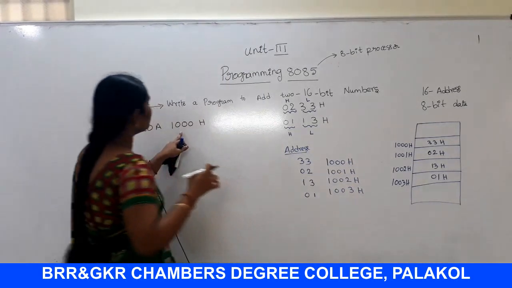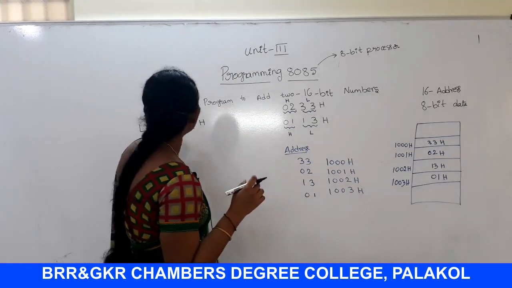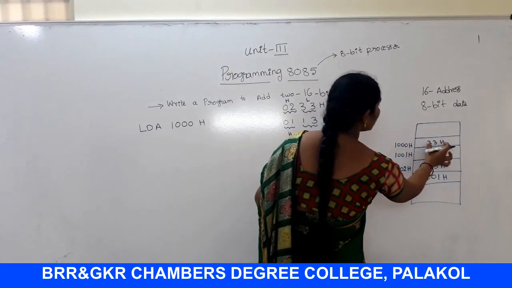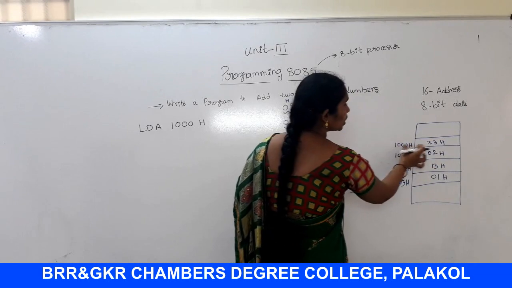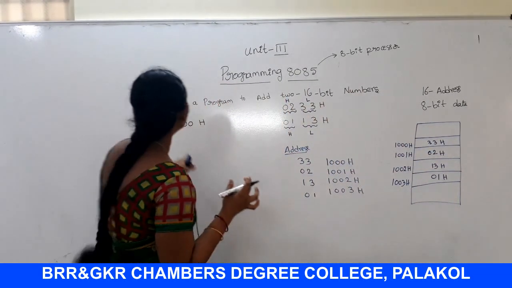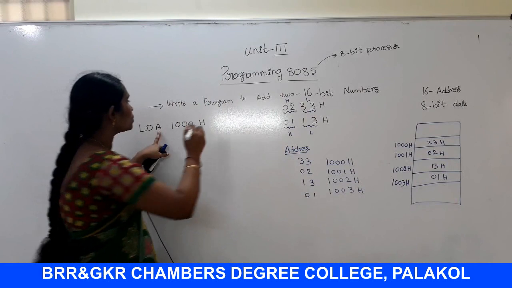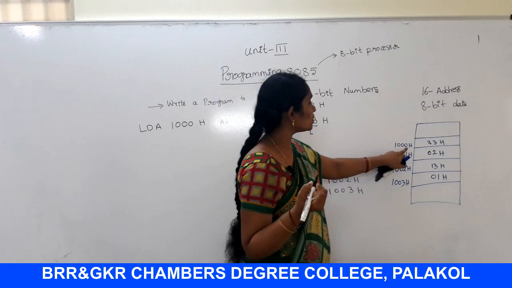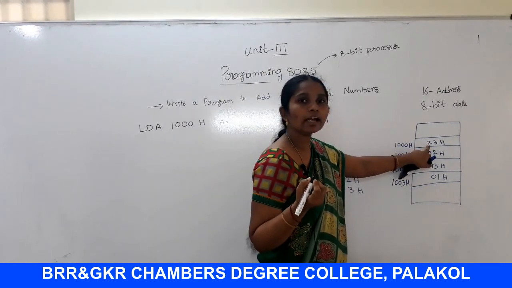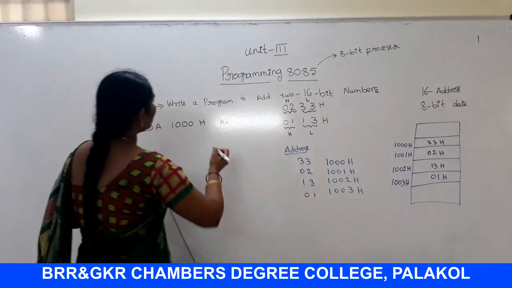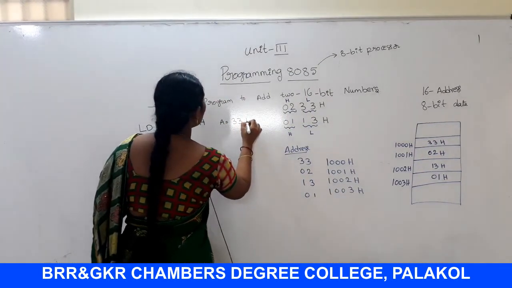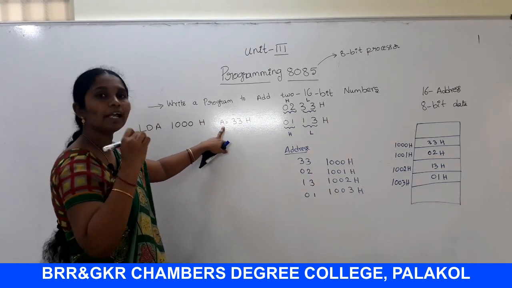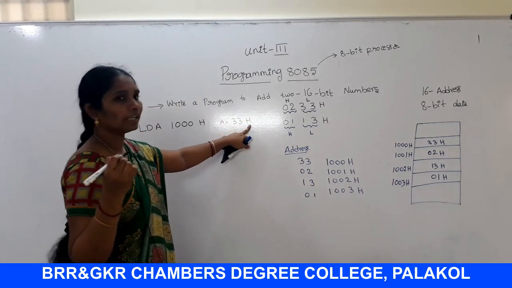So the meaning of this instruction is, whatever data is there in this address location, that data is copied to the accumulator. So here the accumulator is equal to the data in address location 1000, which is 33H. So this 33H is loaded into the accumulator. The accumulator is loaded with 33H.